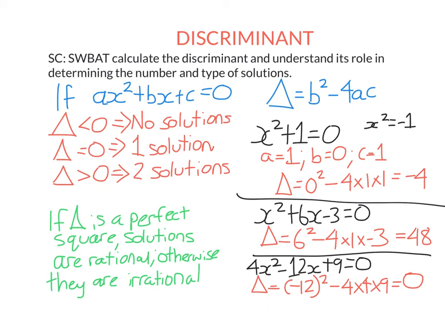And indeed, that is the case because this turns out to be a perfect square. It turns out that this is 2x minus 3 all squared, so the only solution will be x equals 3 over 2. So the discriminant tells us how many solutions there will be and whether they'll be rational or irrational.